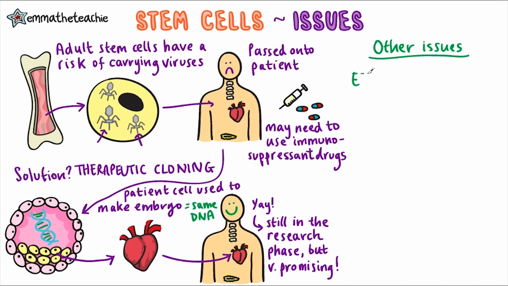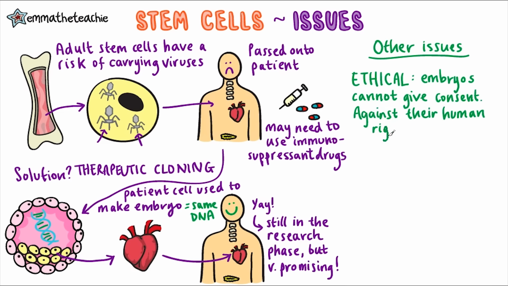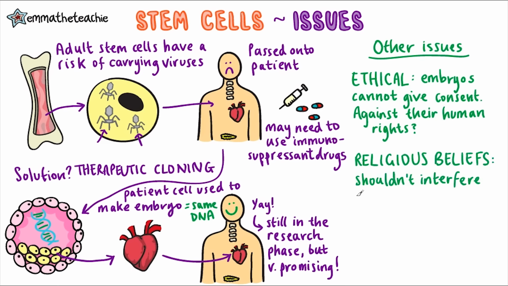Other issues of stem cells include ethical issues. Embryos cannot give consent to be used in research, so some people think it is against their human rights to use them. One counter-argument is that most of the embryos used are left over from fertility treatments and would otherwise be discarded. Another issue is that it is against some people's religious beliefs, as they think we shouldn't interfere with the natural reproduction process at all. In some countries, the use of embryos in research is banned. Here in the UK, it's allowed, but there are some very strict regulations around it.